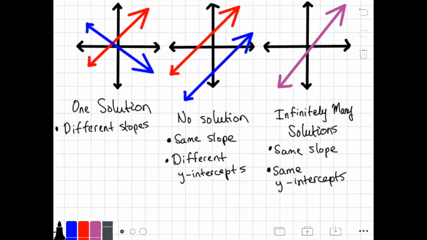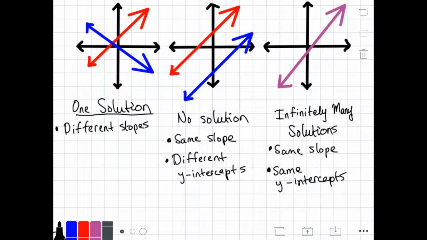So what can we say about these two lines? Well, these two lines have different slopes. When we have two lines with different slopes, they will meet at one point. That one point will be our one solution.